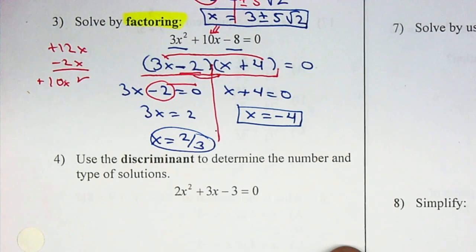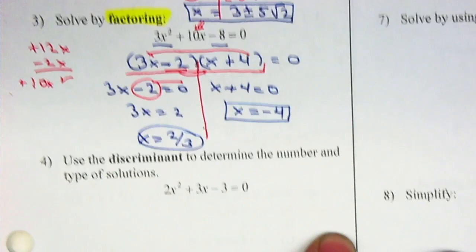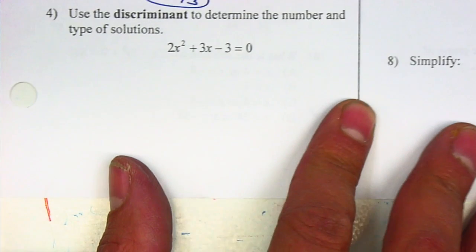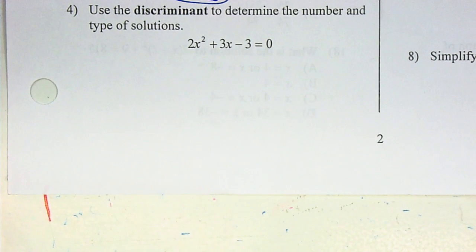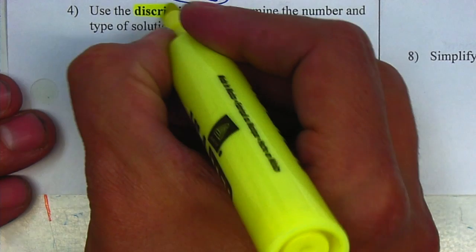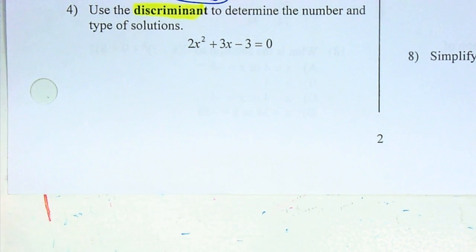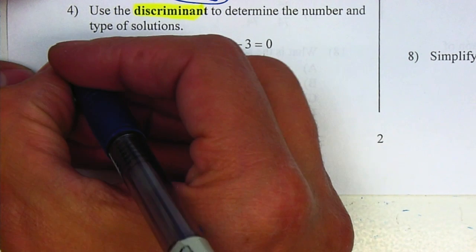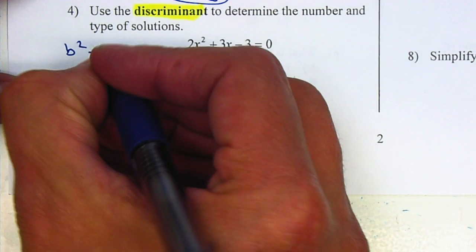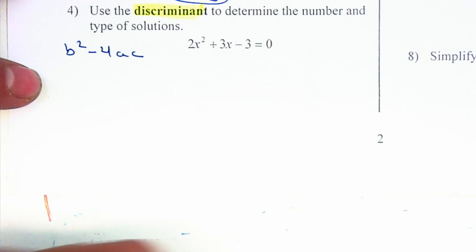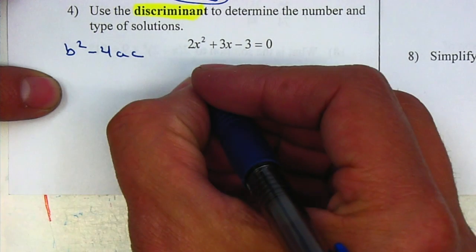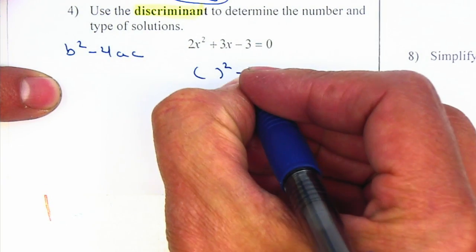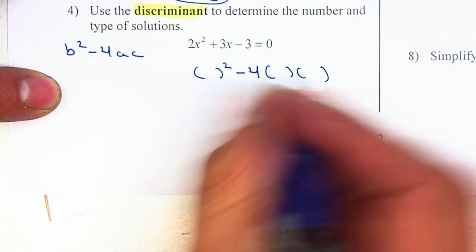Problem number 4. It says, use the discriminant to determine the number and type of solutions. So we need to be able to use the discriminant. The discriminant is b squared minus 4ac. It'll tell us how many solutions it has and their type. So let's first find the discriminant. The discriminant will be b squared minus 4ac.